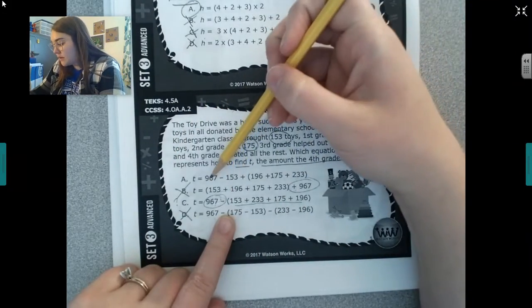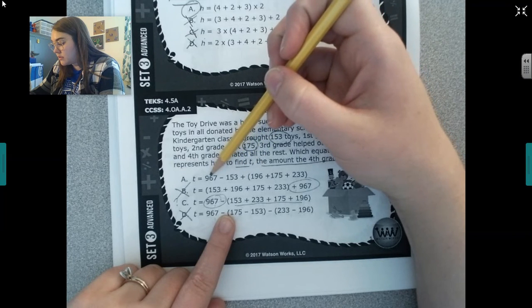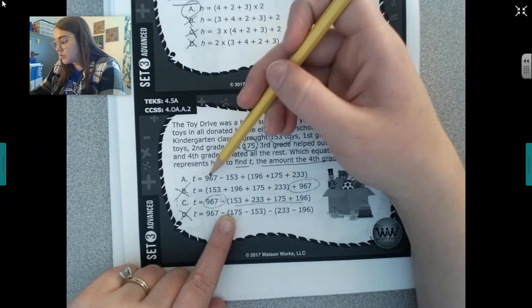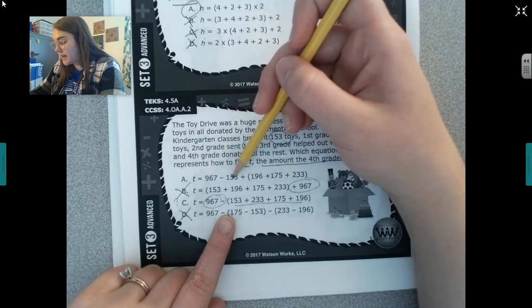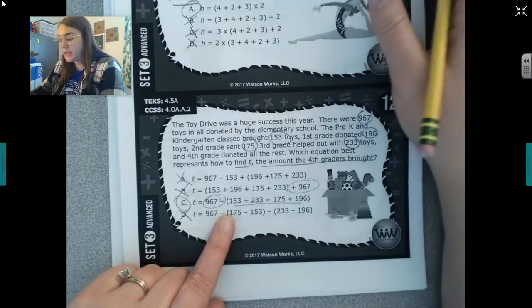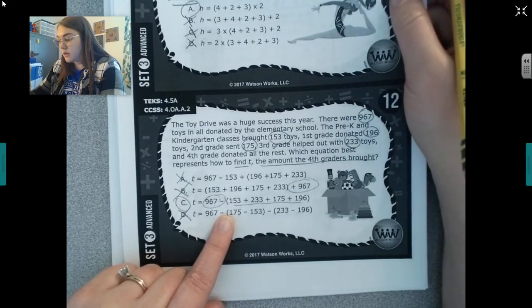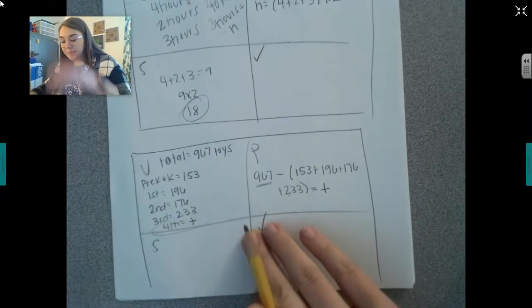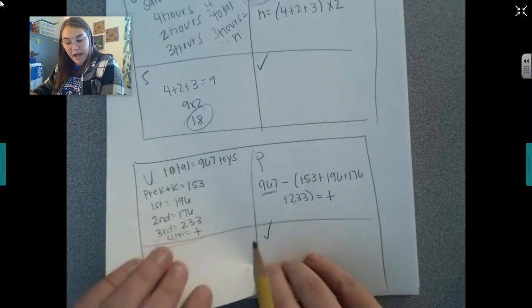And then this one, that is just weird looking. 967 minus this, and then add all of that. That does not even give you anywhere close to the answer. It is definitely C. All right. The next two are actually not what I want to do. So I am going to end it there.